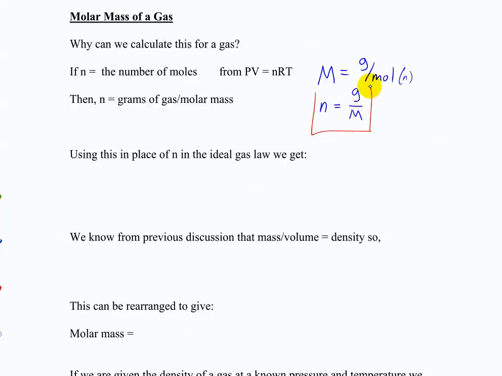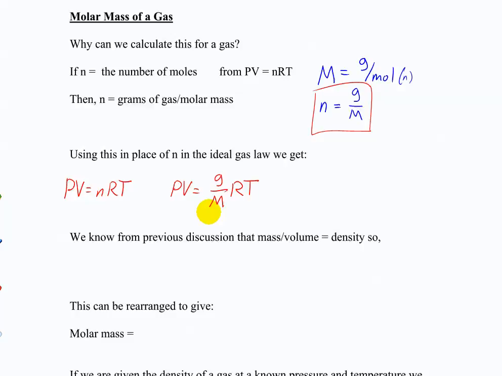If we then use this relationship, which we got from just the good old molar mass equation that we've talked about, if we substitute that into the ideal gas law, so remember the ideal gas law, PV equals nRT. If we put this in place of n, we can get PV equals g over the molar mass, RT. Everybody see that?